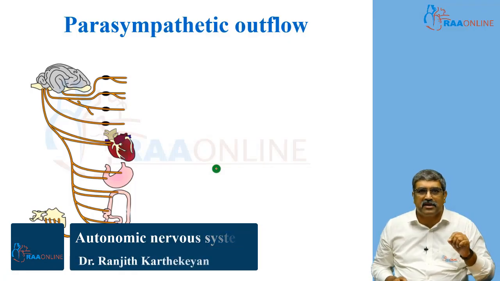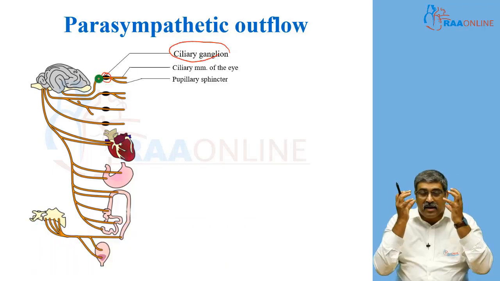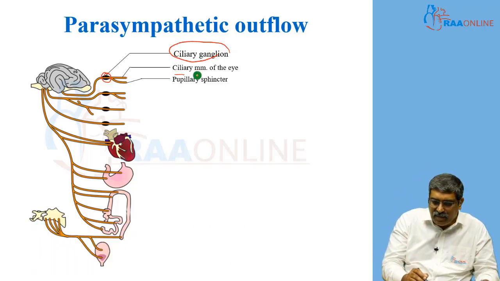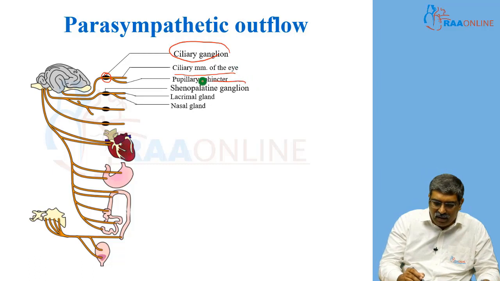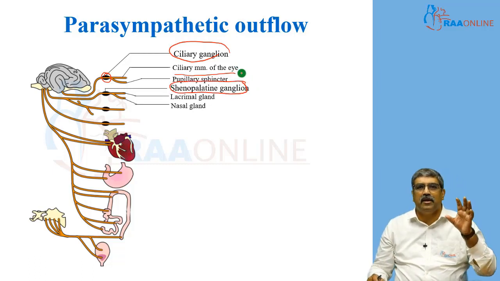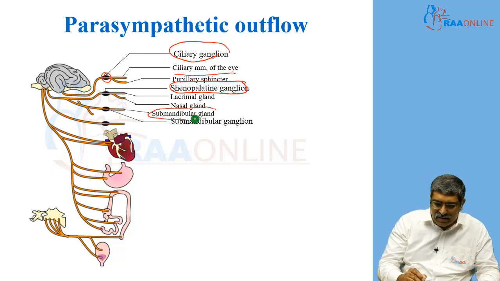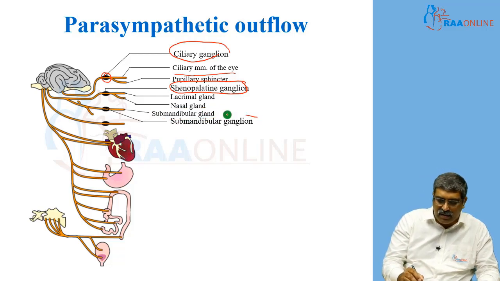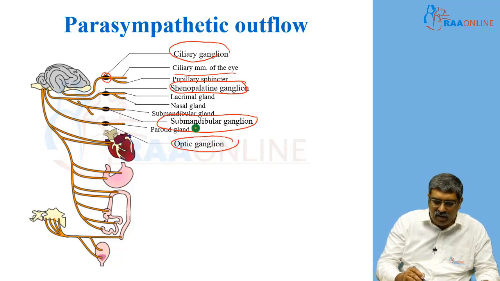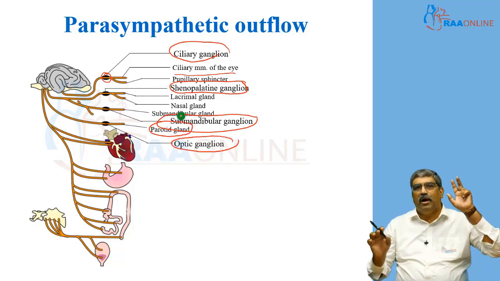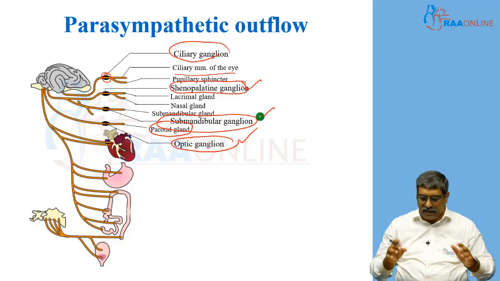Now coming to the parasympathetic outflow. First is the ciliary ganglion, which plays a role in the ciliary muscle of the eye as well as the pupillary sphincter. Then you have the sphenopalatine ganglion, which helps in the secretion of the lacrimal gland and nasal gland. Then you have the submandibular ganglion, which plays a role in secretion of the submandibular gland. Then you have the otic ganglion, which helps in the parotid gland. So you have ciliary ganglion, sphenopalatine ganglion, submandibular ganglion and otic ganglion.